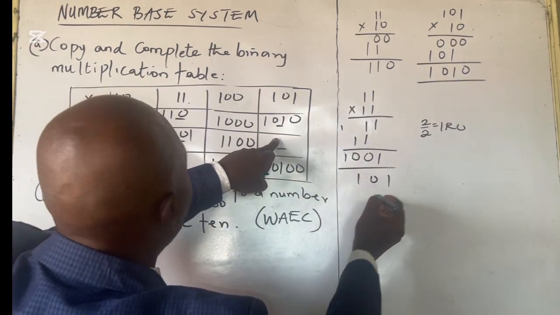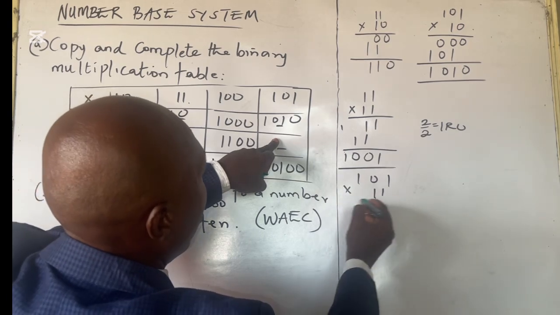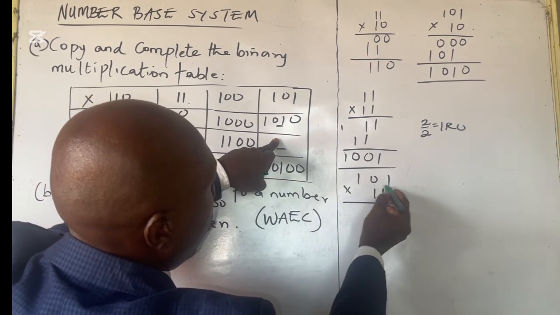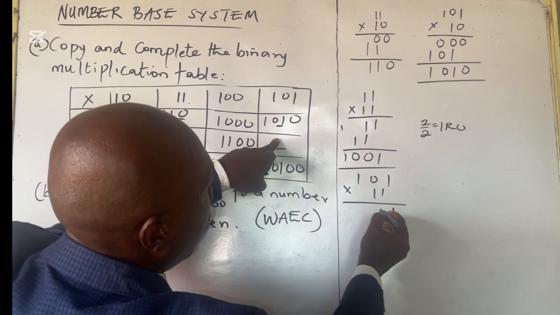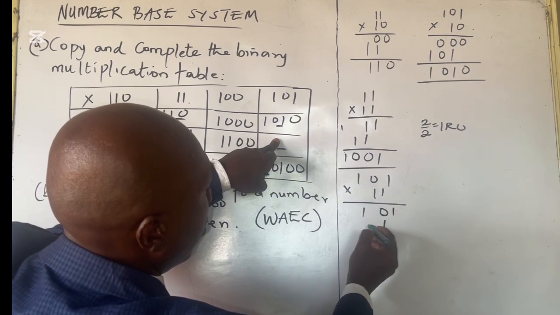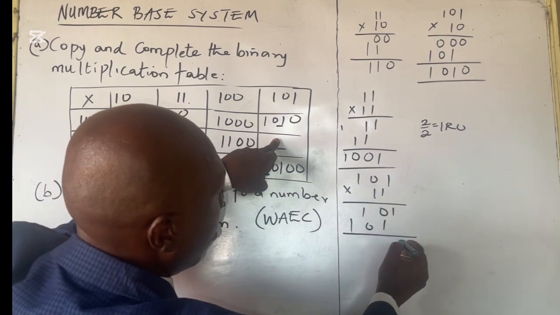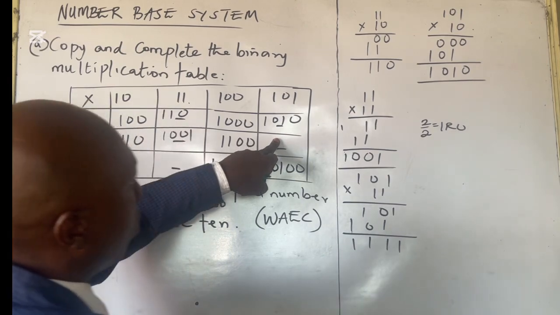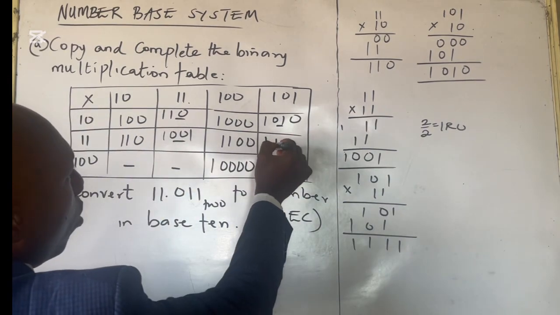1, 0, 1 times 1, 1. So 3 digits and 1, 0, 1. 3 digits, 1, 0, 1. So let's add up. So the answer to this one is 1, 1, 1, 1.